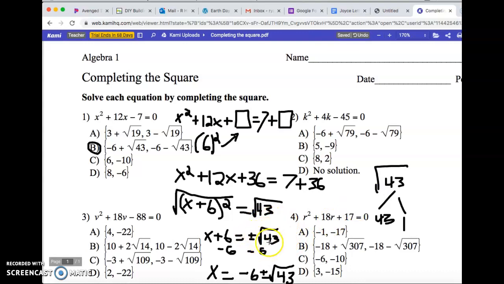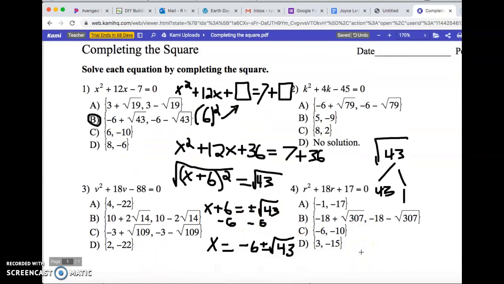So it's a plus or minus radical 43, and then you're going to subtract the 6 over. When you subtract the 6, it just sits in front of the symbol. So it becomes, as I have down here, negative 6 in front of your symbol, plus or minus radical 43. That cannot be reduced, cannot be simplified. That's why your answer is B.